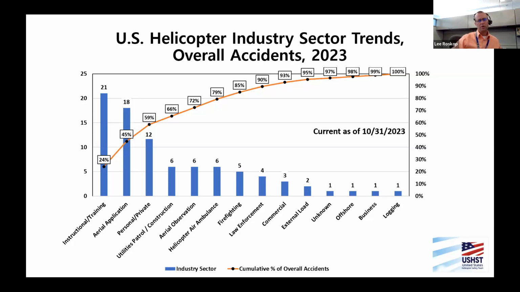The blue bars give you the count of each one of those. The orange line that you see there gives you an idea of the cumulative percentage. If you add the 24% from instructional training, another 21% for aerial application gets you 45%, and another 14% for personal private gets you to 59%. So 60% of our total accidents for helicopters in the US this year have come from one of those 3 industry categories. And you can see there's a drop-off from there for the other industry sectors.